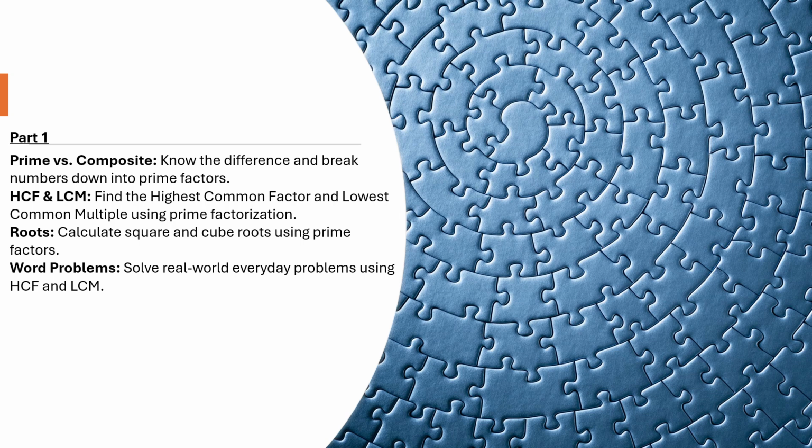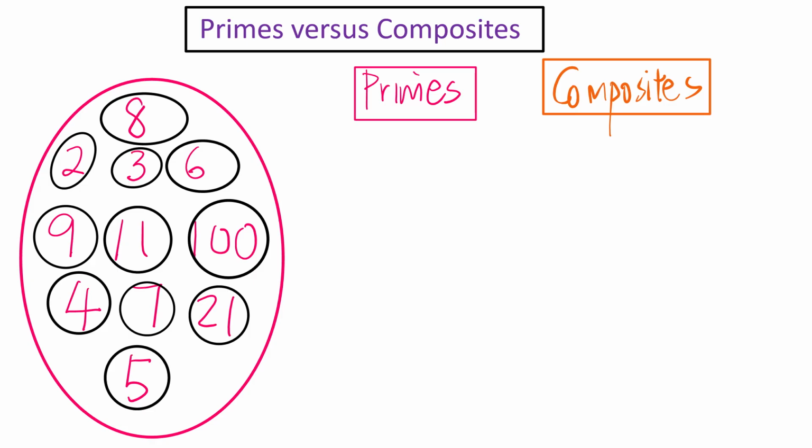Let's look at what we're going to learn in the first part of the video. We'll be learning the difference between a prime number and a composite number, learning how to find a prime factorization using the factor tree or the repeated division, finding HCF and LCM using prime factorization, finding square roots and cube roots using prime factors, and of course, solving some real-world everyday problems using HCF and LCM. Let's look at what is a prime and what is a composite. I have some numbers on the screen and I'm going to classify them under prime or under the composite.